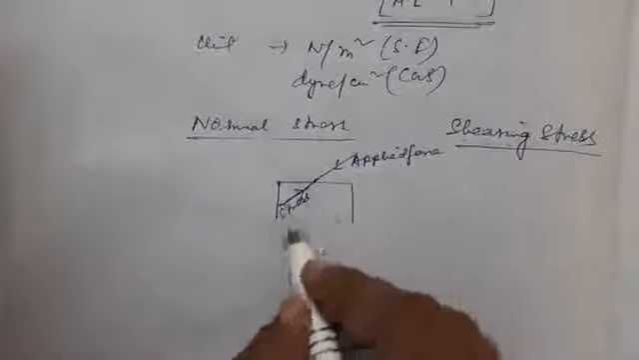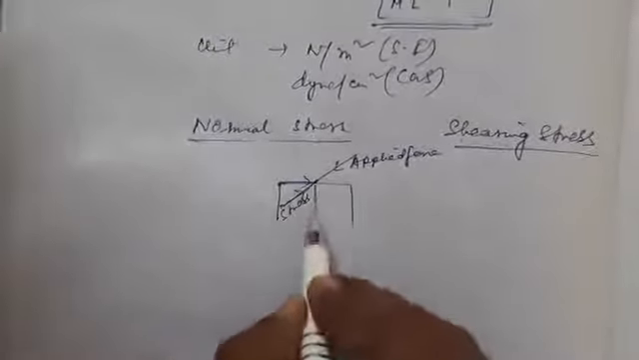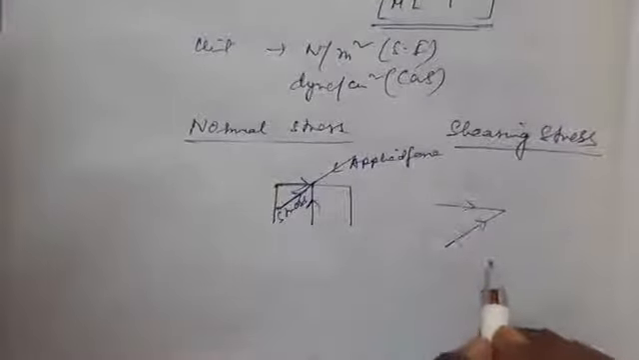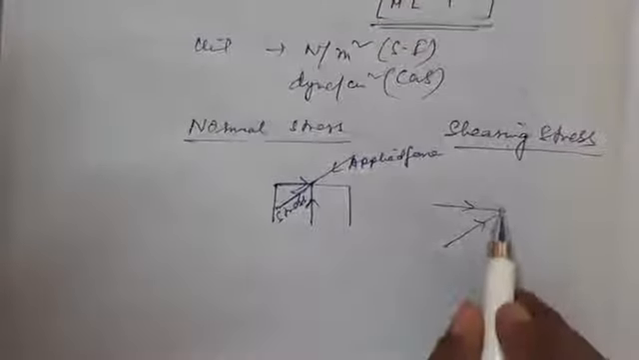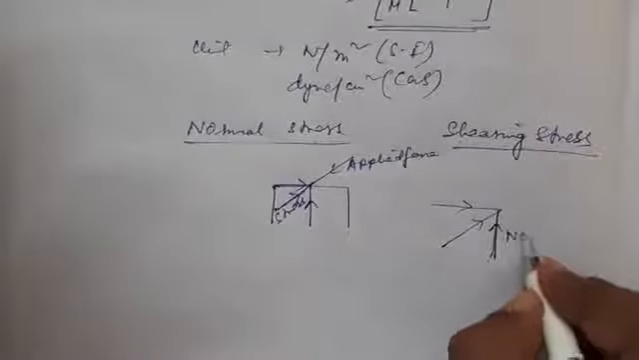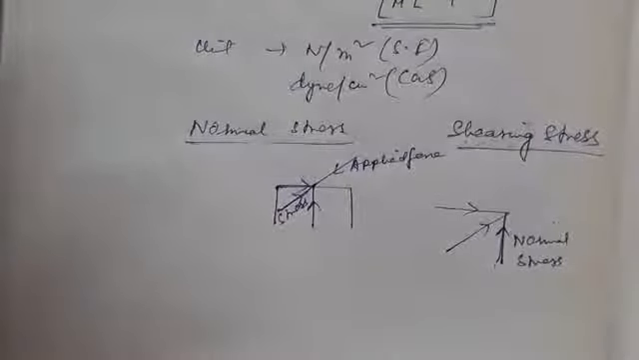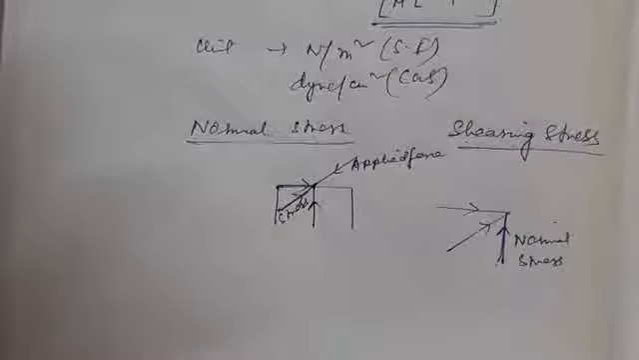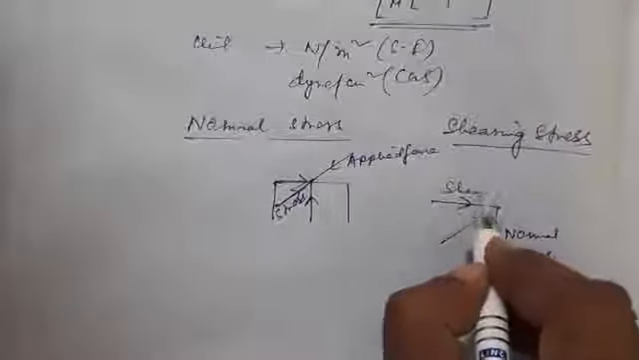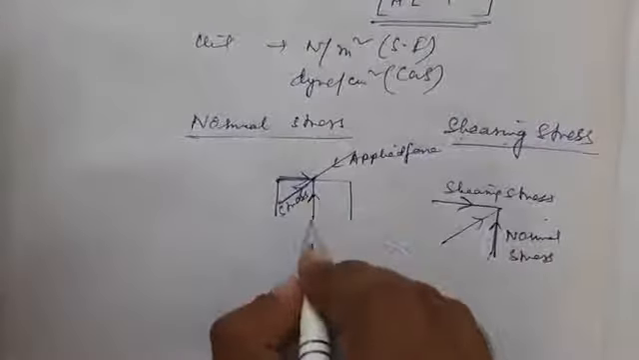Now if this stress is divided into two components, one component will be along the tangent and one component will be along the perpendicular. So this stress is divided into two components. One is a normal component, one is a tangential component. This is the normal stress which acts in a direction perpendicular to the material configuration. Now this is the tangential force or tangential stress. This is known as the shearing stress. So this is the shearing stress, this is the normal stress.